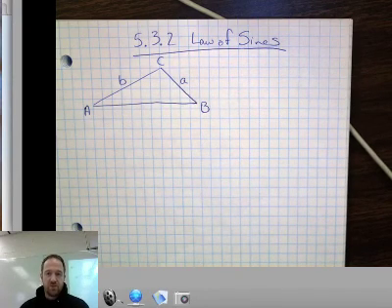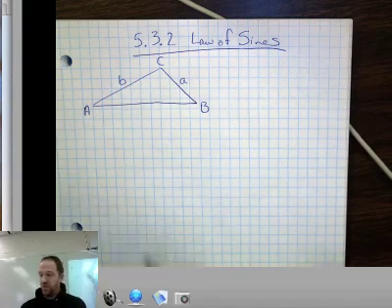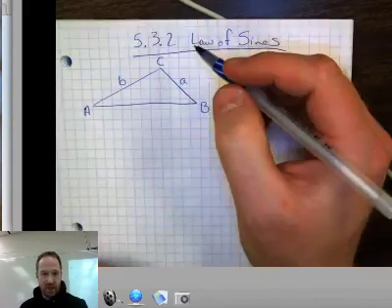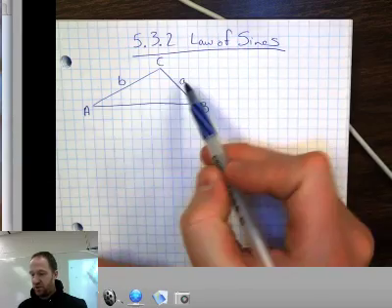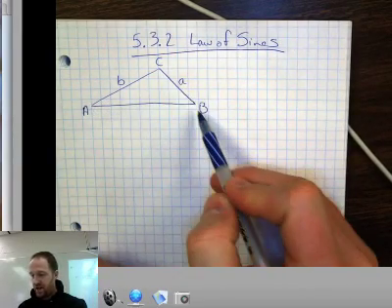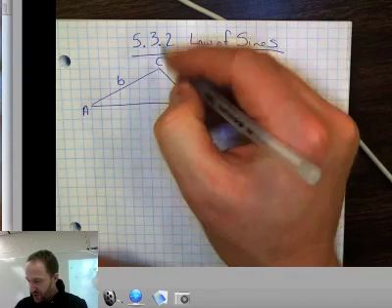But none of those will work for triangles that are not right triangles, triangles without a right angle. So we're going to look at that a little more closely here. So here we got a triangle ABC. I've labeled two of the sides. The side opposite angle A is little a. The side opposite angle B is little b. And I'm going to draw the height in here.